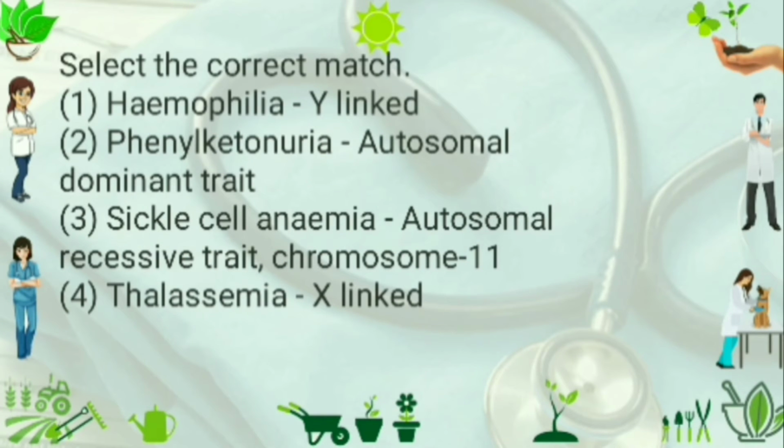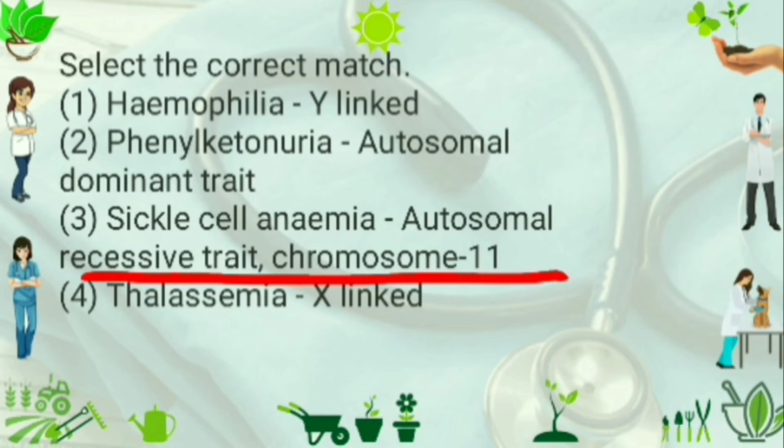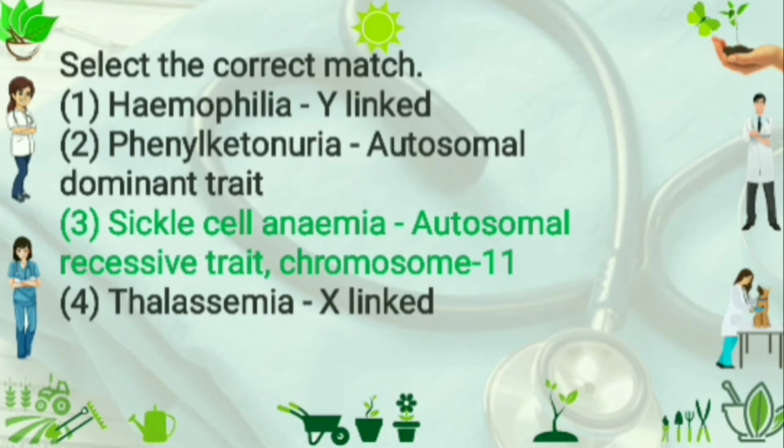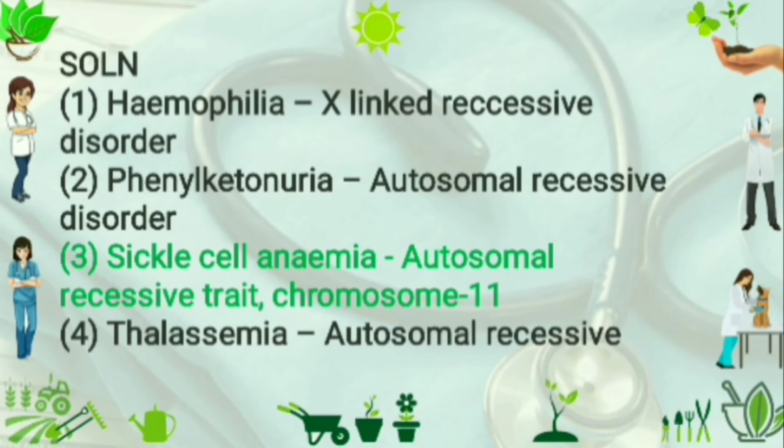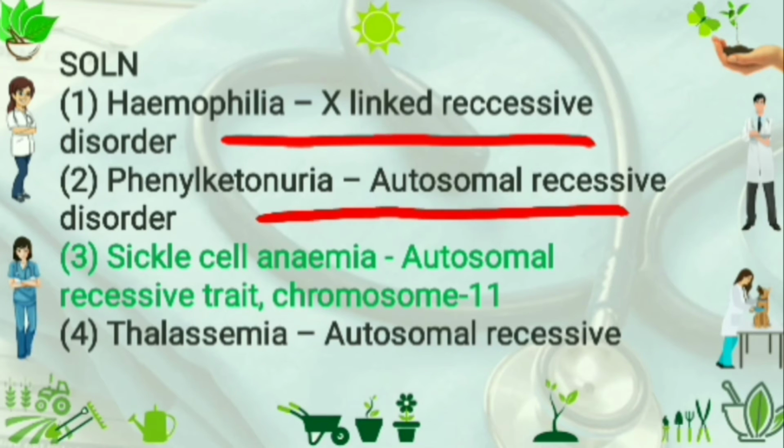Select the correct match. This is a question similar to the earlier one. Haemophilia, Phenylketonuria, sickle cell anaemia, thalassemia. Here only option 3 is correct. Sickle cell anaemia is caused due to an autosomal recessive trait of chromosome 11. Let us look at the other options. Haemophilia is an X-linked recessive disorder. Phenylketonuria is an autosomal recessive disorder. And thalassemia is also an autosomal recessive disorder.